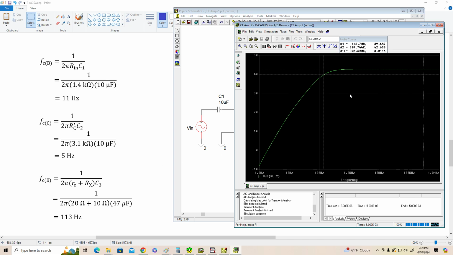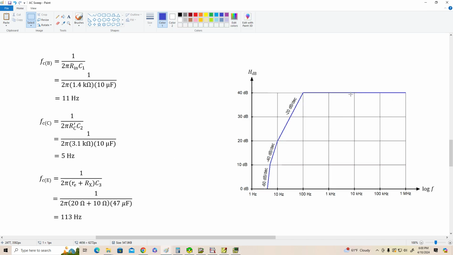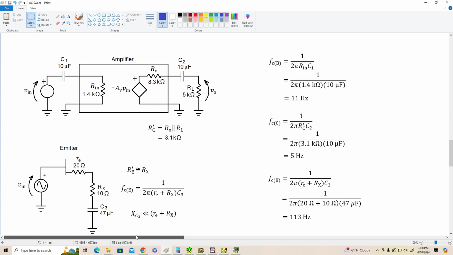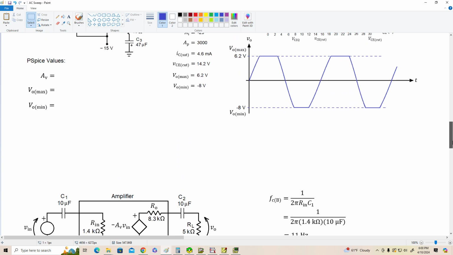But it's close enough. All right, and we notice as we move over in frequency that we get a little bit of a transition here around 10 Hertz. That makes sense based on FC at the base of 11 Hertz and the collector of 5 Hertz. So our roll-off rate starts to increase here, and things correlate pretty well with our approximate Bode plot based on these numbers.